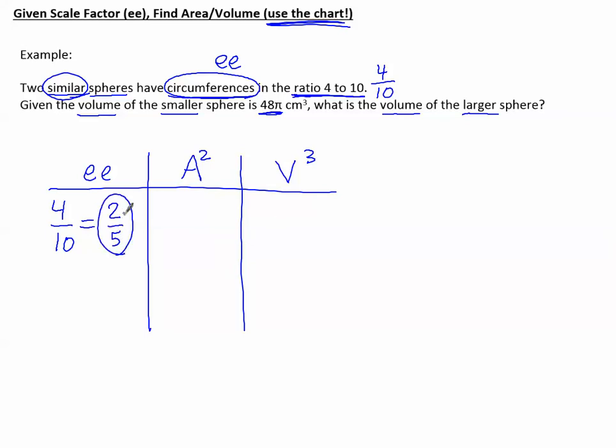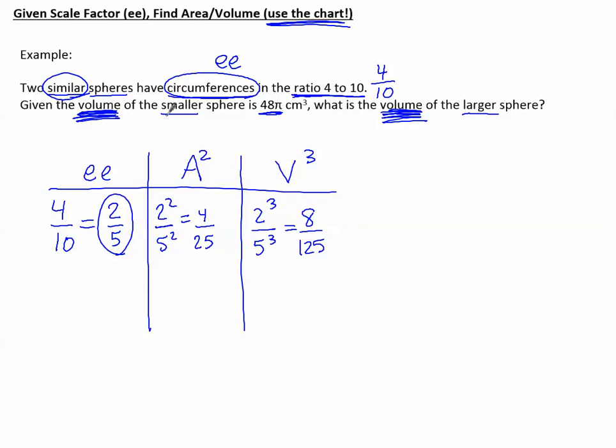of my chart. So 2 over 5, putting it in the area column means I have to square it. 2 squared over 5 squared makes 4 over 25. To put it in the volume column, 2 cubed over 5 cubed, remember I'm always using this, makes 8 over 125. Now, I didn't really need the area column because remember they only talked about volume. So I actually could have skipped this column altogether.